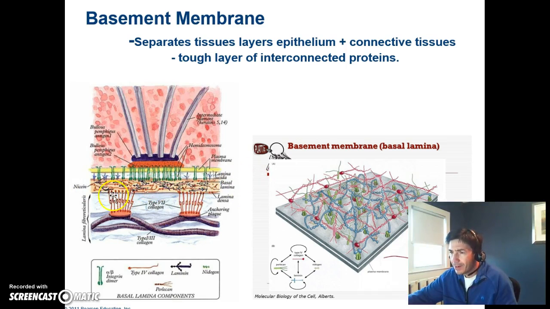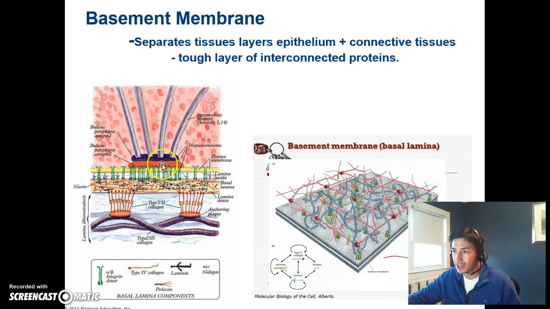This part right here, whatever color that is, the very pale orangey brown thing that says basal lamina there, that is the basement membrane. This particular basement membrane is the one that exists in between the epidermis of your skin and the papillary layer of the dermis, or the areolar connective tissue within the dermis that supports the epidermis of your skin.